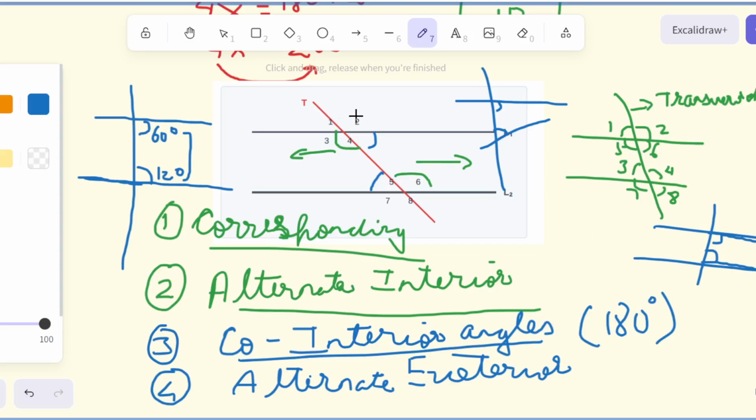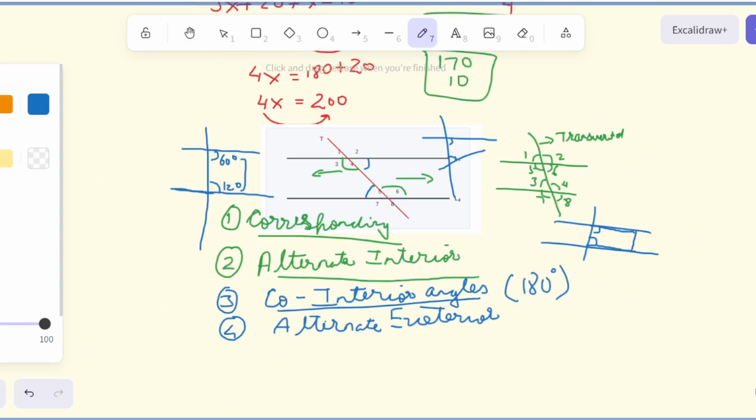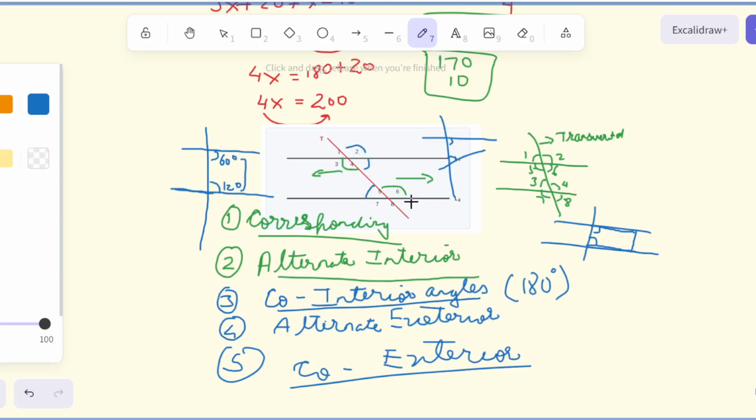Then you can consider consecutive exterior angles. Consecutive exterior means which are on the same side of the transversal but outside. So they will be outside, 2 and 8. They're on the same side of the transversal but outside the parallel lines. You can call them co-exterior angles, right? And they will also be supplementary.